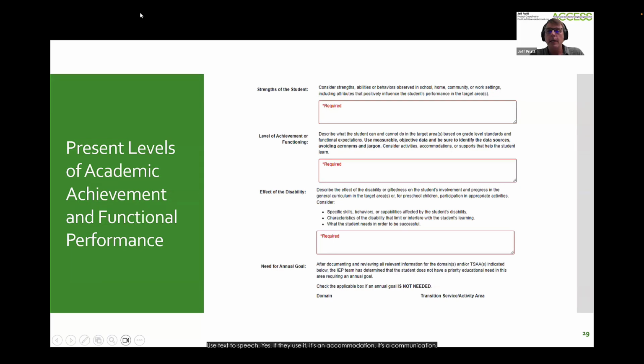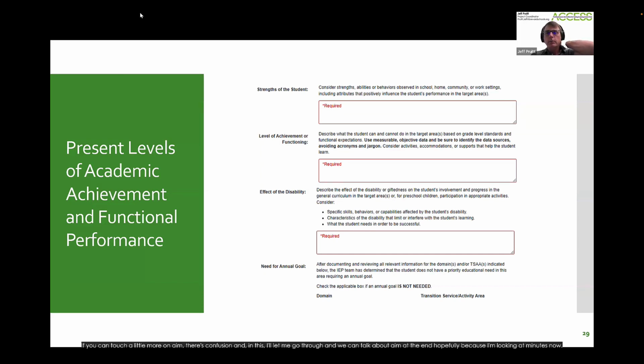This is the error that happens the most. What about an SLD student not on access points who uses text to speech? Yes, if they use it, it's an accommodation. It's a communication accommodation or writing accommodation. So you've got to be careful. If it's to communicate, then it would be a yes to communication. If it's not to communicate and it's just AT, assistive tech, then you would check yes for AT and no for communication.